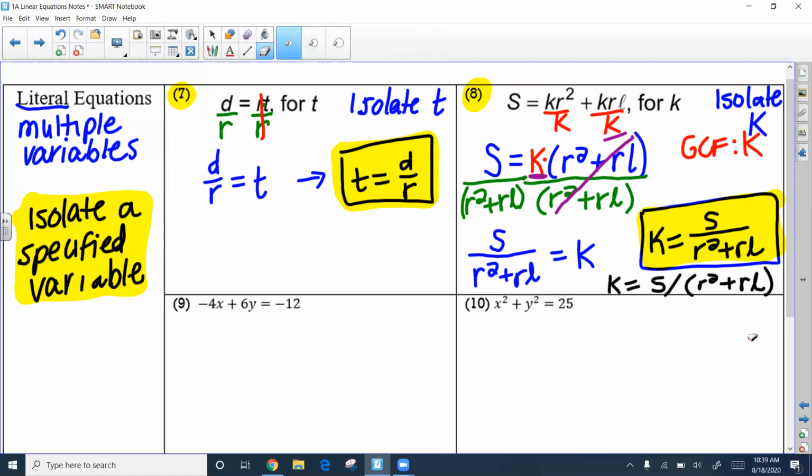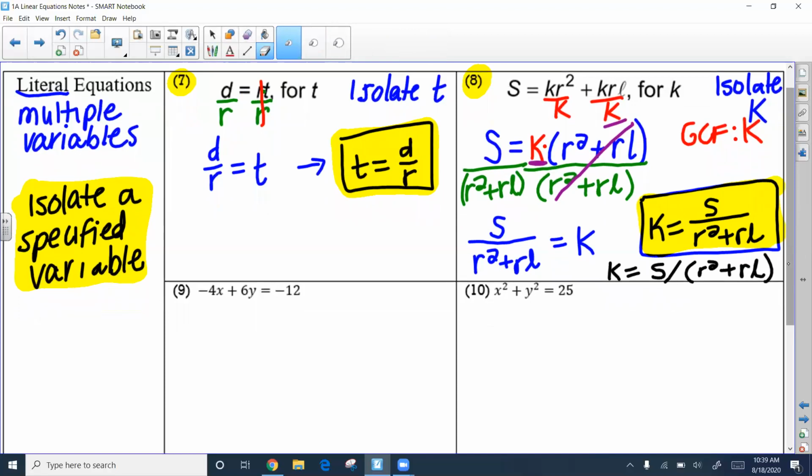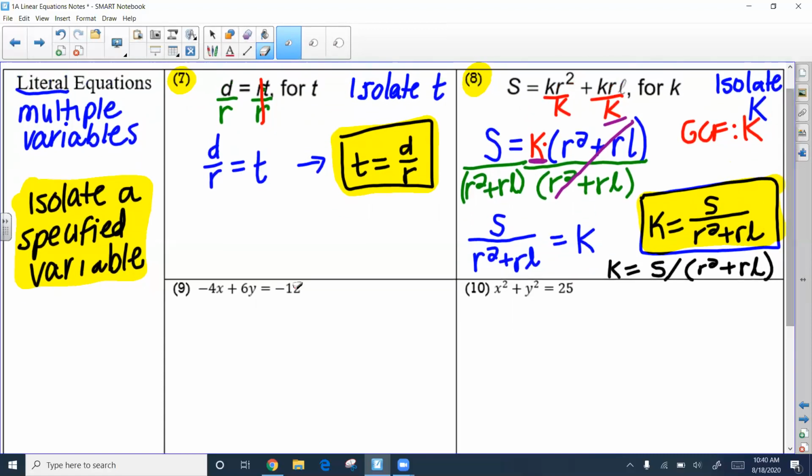All right, so those two are actual literal equations with only variables, no numbers. If you look at 9 and 10, these are still two variable equations. They still have multiple variables, but they have numbers as well. And in this case, X and Y don't represent anything specific, like in this problem, the distance, rate, and time, or the height and the surface area and the radius. So these aren't technically literal equations, but we use the exact same skills and we do deal with these later on. So I did want to do a couple like this.